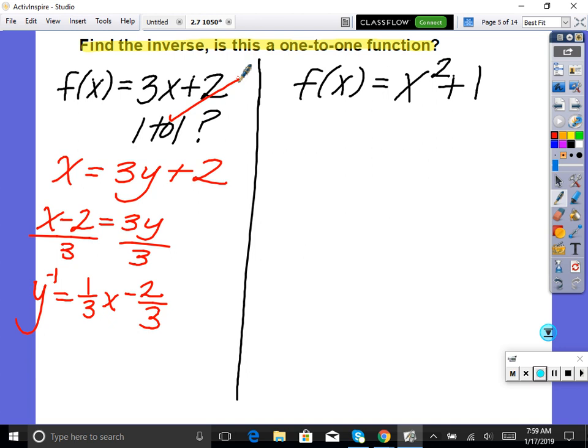So, yes, we could graph it, and then we could do the horizontal line test. It's just a different way of looking at it. Won't everything that's linear be 1 to 1? Yes, good point. Linear inverses will always be linear, therefore they will always be 1 to 1.